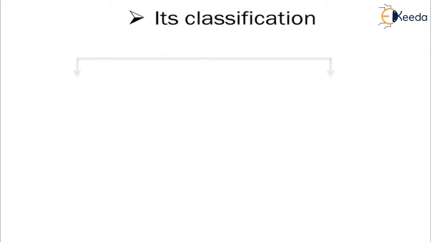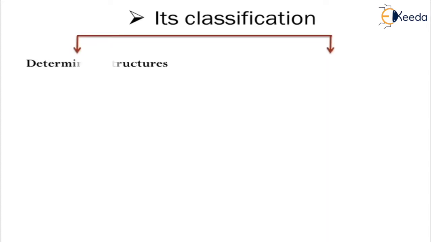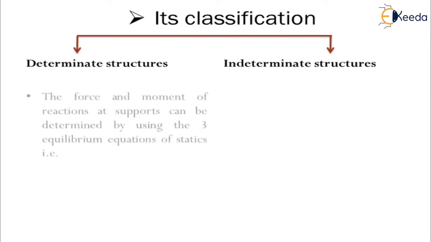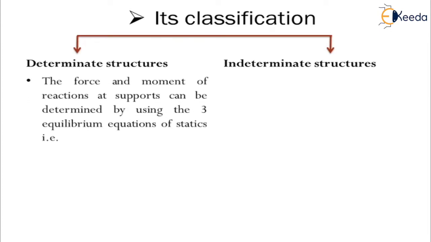From analysis point of view, structure is classified in two types. The first one being determinate structures and the second one indeterminate structures. Determinate structures are structures in which the reaction forces and moment at supports can be found out easily by using three equilibrium equations of statics, that is summation of Fx is equal to 0, summation of Fy is equal to 0 and summation of moments is equal to 0.